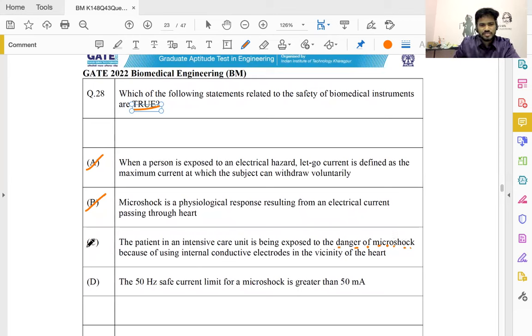This is correct. At 50 hertz, the safe current limit for a microshock is greater than 50 milliamps. So had it been a microshock, even then this is greater than, man. Safe limit should be less than. So that itself says, and this is actually way, way high for a microshock. This is macroshock, close to that. Macroshock should be less than, close to 70 milliamps or something like that. Obviously, this is incorrect.